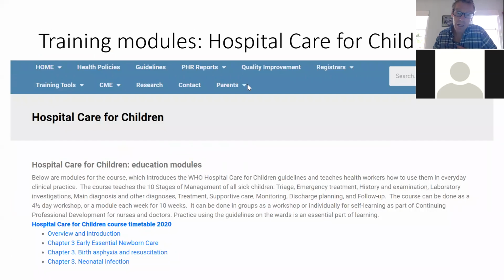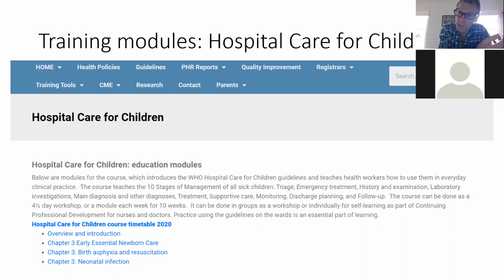There are also a lot of training modules on the Paediatric Society website, and the training modules are in the form of the Hospital Care for Children training course. I won't go through all of this today, but it's a training course that teaches people how to use the Hospital Care for Children book.